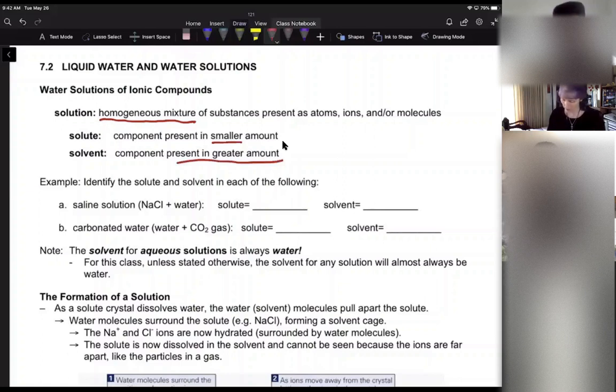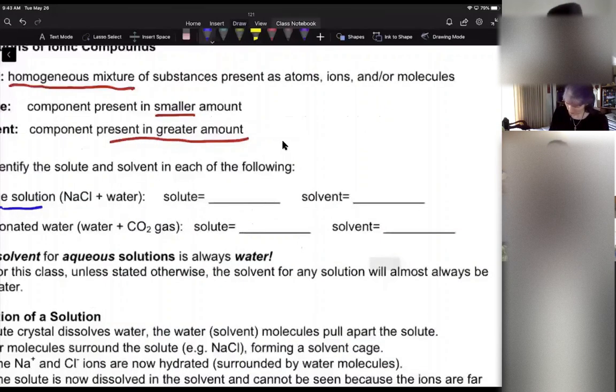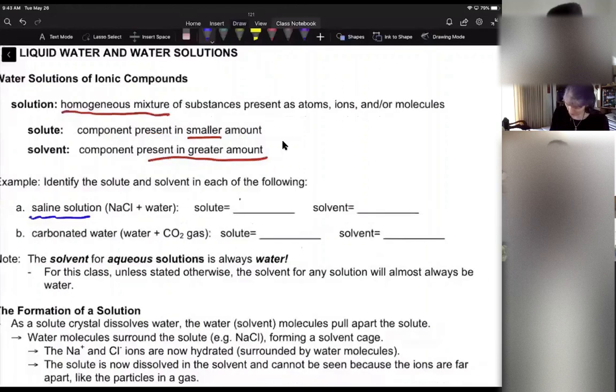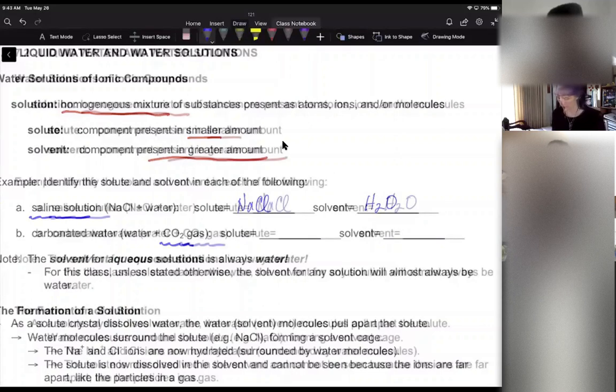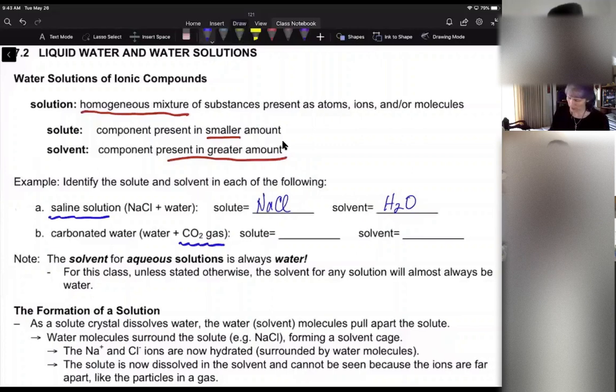Okay, so if we take a look at saline solution. Okay, so the solute here is NaCl, and the solvent is water. What about carbonated water? It's got CO2 gas. Well, in that case, the CO2 is the solute, and the water is still the solvent. So that counts.